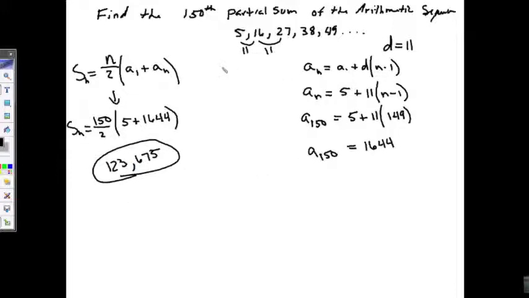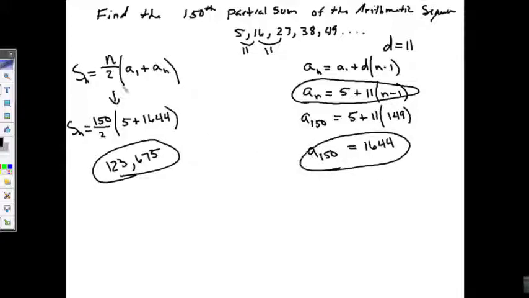So we have a couple of things going on here. We have how to make the arithmetic sequence given just a little bit of information. We find it there. We have evaluating the sequence to get the 150th term. And then we have finding the summation all the way up to the 150th term, given the information we have.